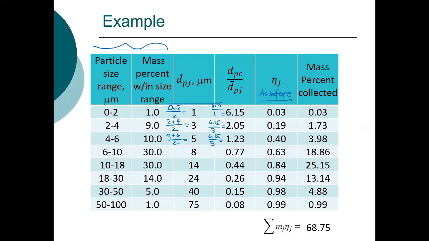And then our efficiency, we take our efficiency times the mass percent. That will give us the mass percent of that size particle that were collected. So, okay, we have 0.03, we have 1%, we have 0.19, and we have 9%. We have 0.4, and we had 10%. There's just a round off error in there. That's why the difference. And then if we sum all of these values, that gives us an overall percentage.